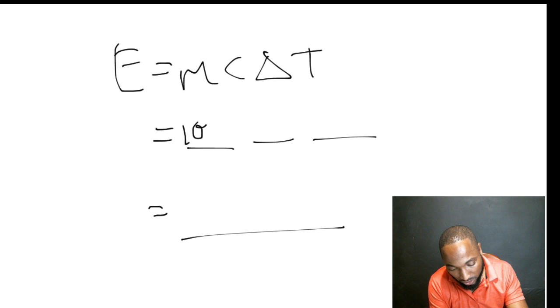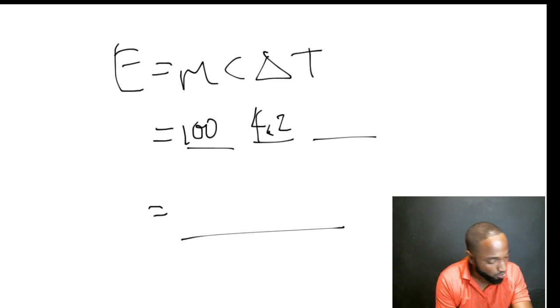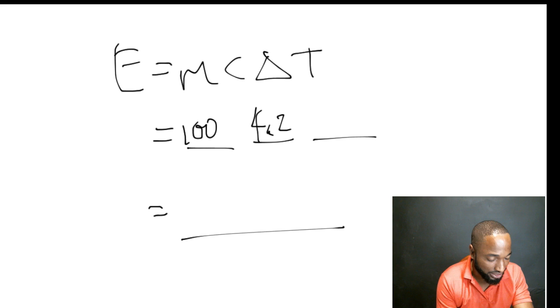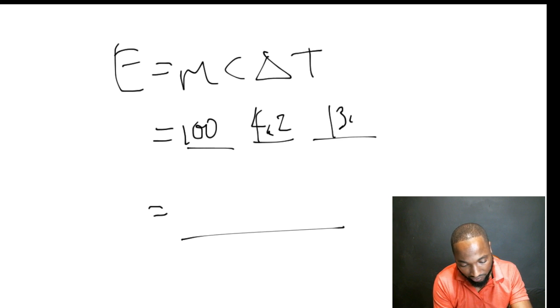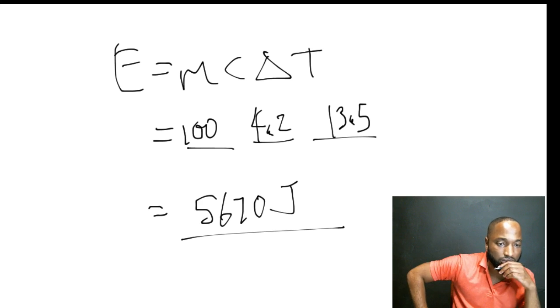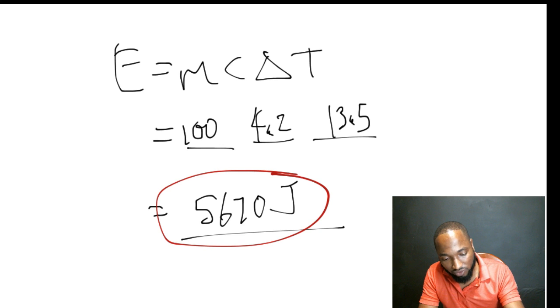M was 100 because we are assuming 1 cm cube is equal to 1 gram. C was 4.2. They gave us that in joules per gram per Celsius. You need to make sure that the units match up. And the next one was 13.5. So this is going to be 5670 joules. I just read that off because we are trying to finish quickly, so I didn't work it out. Hopefully that's correct, and double check it.